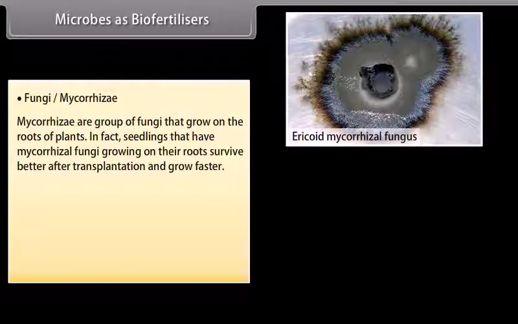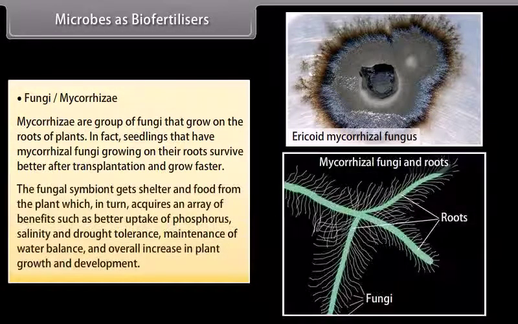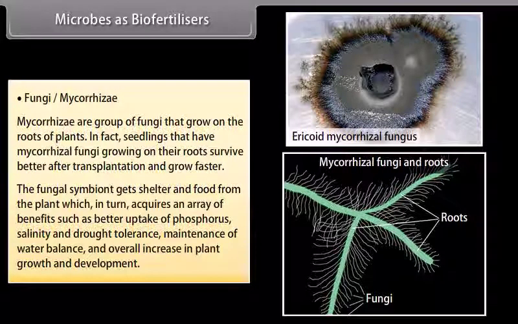Mycorrhizae are a group of fungi that grow on the roots of plants. In fact, seedlings that have mycorrhizal fungi growing on their roots survive better after transplantation and grow faster. The fungal symbiont gets shelter and food from the plant, which in turn acquires an array of benefits such as better uptake of phosphorus, salinity and drought tolerance, maintenance of water balance and overall increase in plant growth and development.